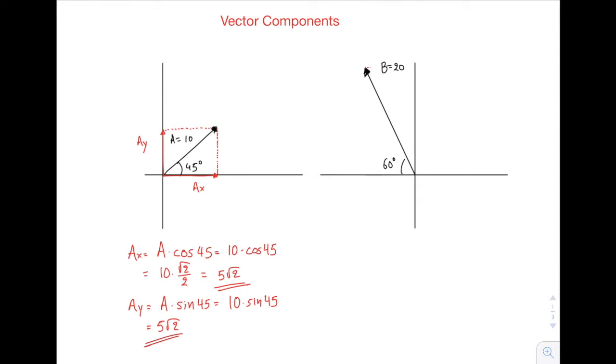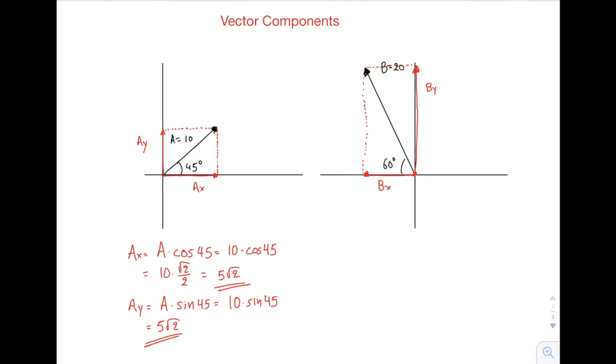On the right side of the screen we can see our vector B that has a magnitude of 20 and it is positioned with an angle of 60 degrees upwards from the negative x-axis. Again, we need to draw the dotted lines from the tip of B towards the x and the y-axis, and we can see the projections Bx and By.